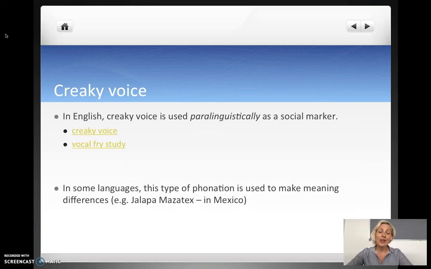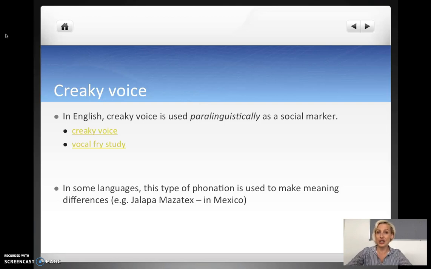Again, creaky voice is not used linguistically in English or in Arabic. However, very often it does have paralinguistic social meaning. And you will see a video about that and about a study which tried to look at what people perceive creaky voice as. But you might have heard a lot of people, especially on social media, talk with a little bit of creak, especially at the end of sentences.